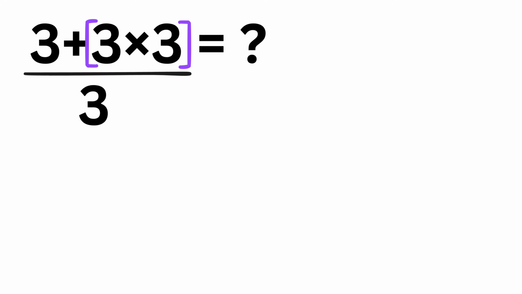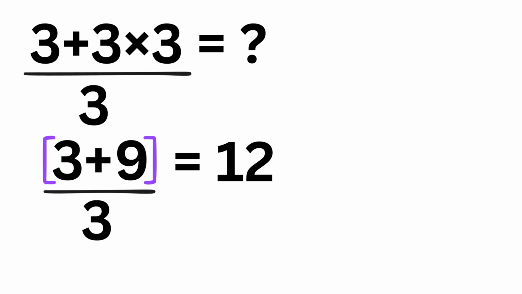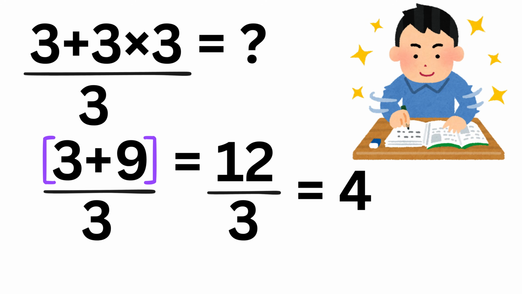So first, 3 times 3 gives us 9. Here, we get 3 plus 9 over 3. 3 plus 9 gives us 12. Finally, 12 over 3 gives us 4. And this is our final answer to this problem. The correct answer is 4.